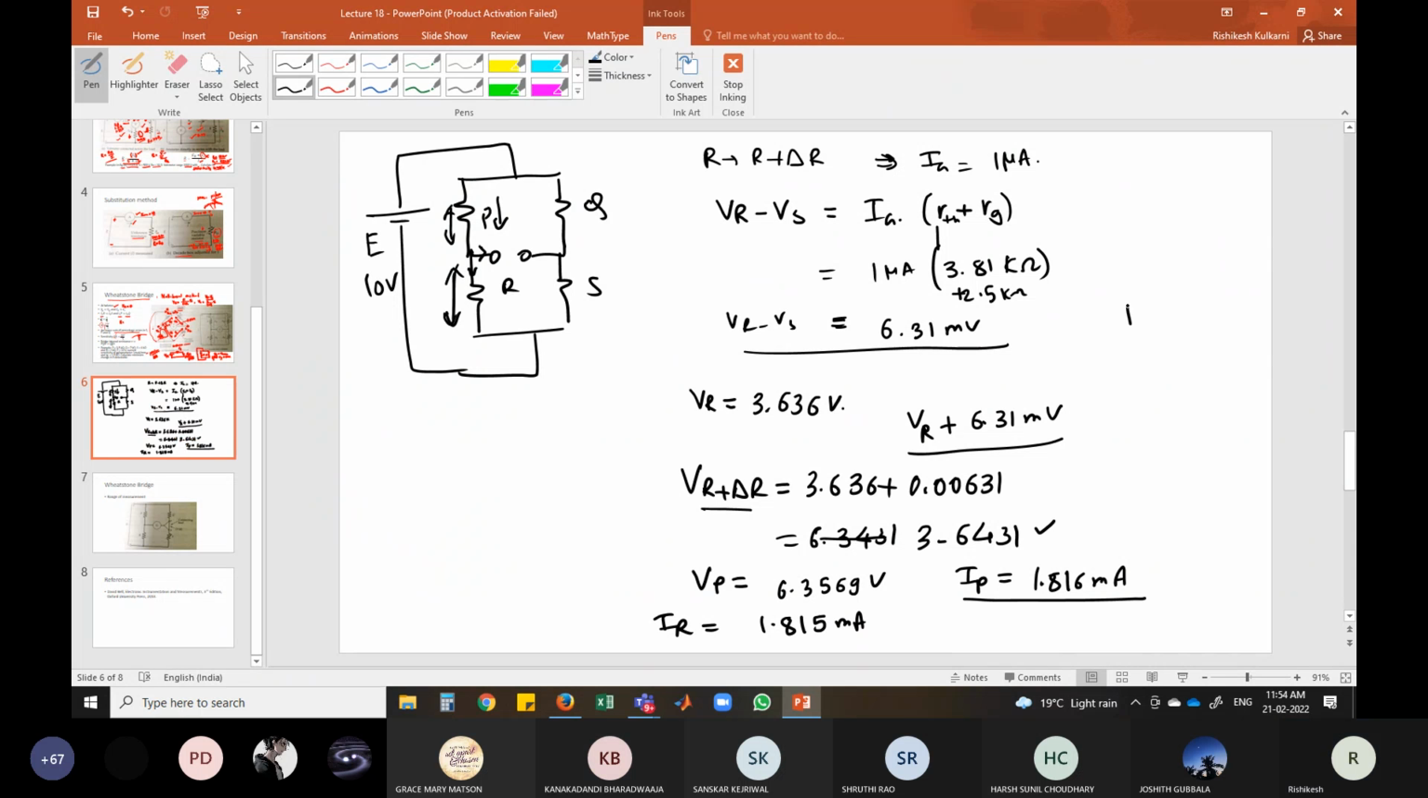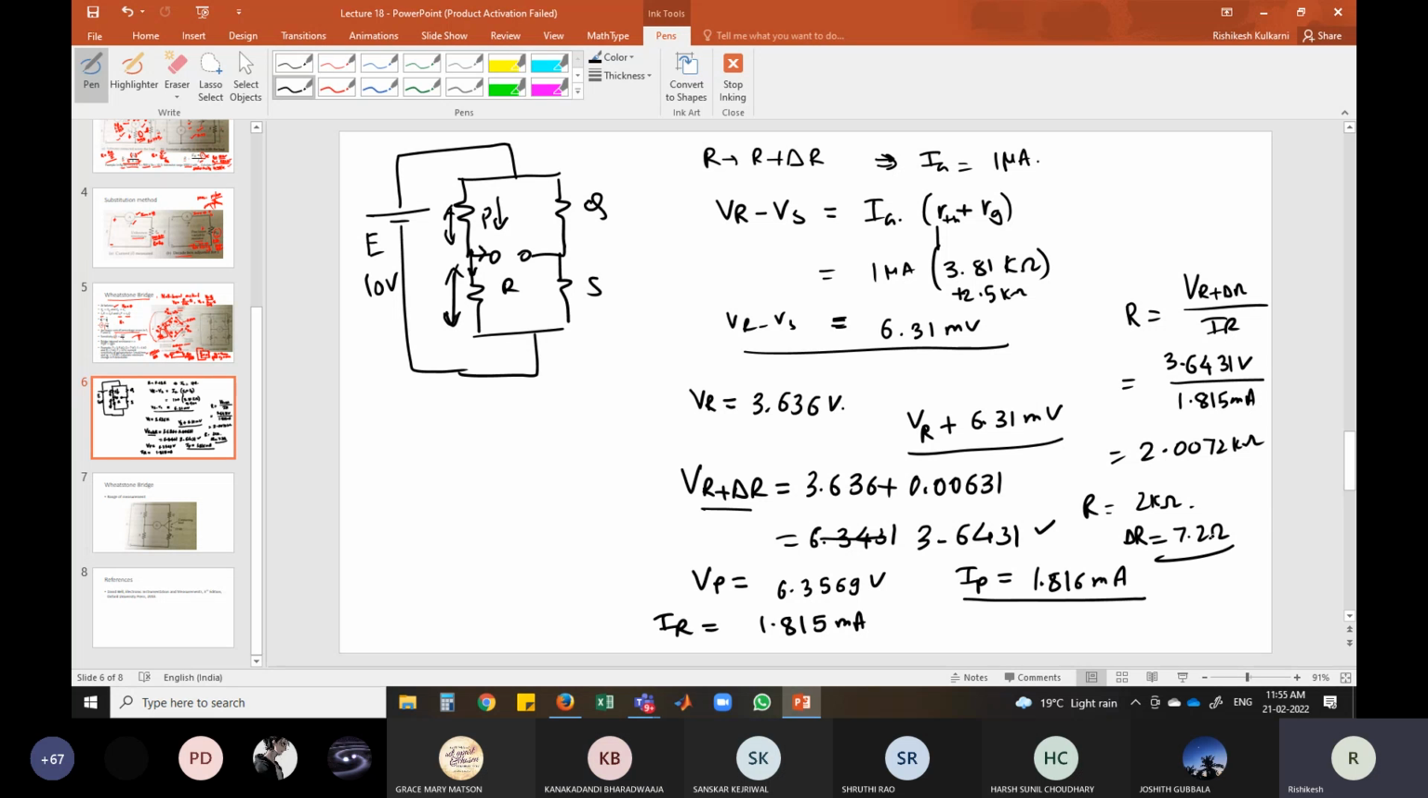Now you do the calculation of R as VR plus delta R divided by IR. How much is this? 3.6431 volt divided by 1.815 milliampere. So 2.0072 kilo ohm. What was the previous value of R? It was 2 kilo ohm. How much is delta R? 7.2 ohm.